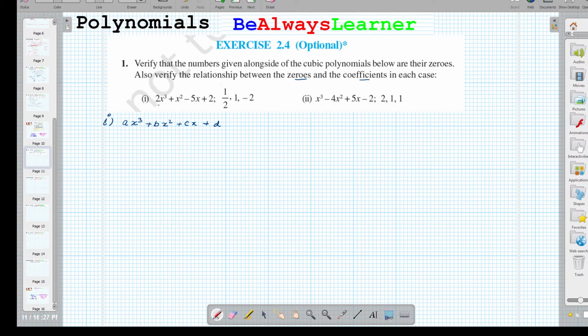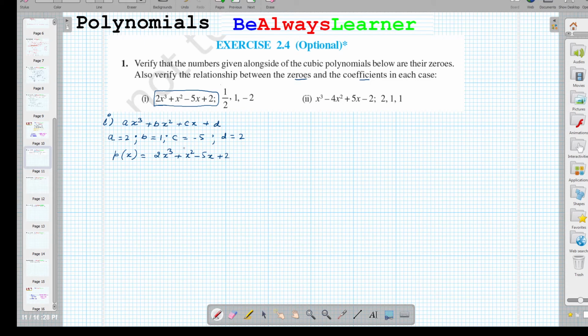So for that, agar hum given polynomial se values nikalte hain, to a ki value 2 hai, dono ko compare karte hain, b ki value 1 hai, aur c ki value minus 5, aur d ki value, constant term, wo hai 2. So that's how we can say. Now, we can put the value of the given zeros into the polynomial. The polynomial is given by p(x) equals 2x cube plus x square minus 5x plus 2.